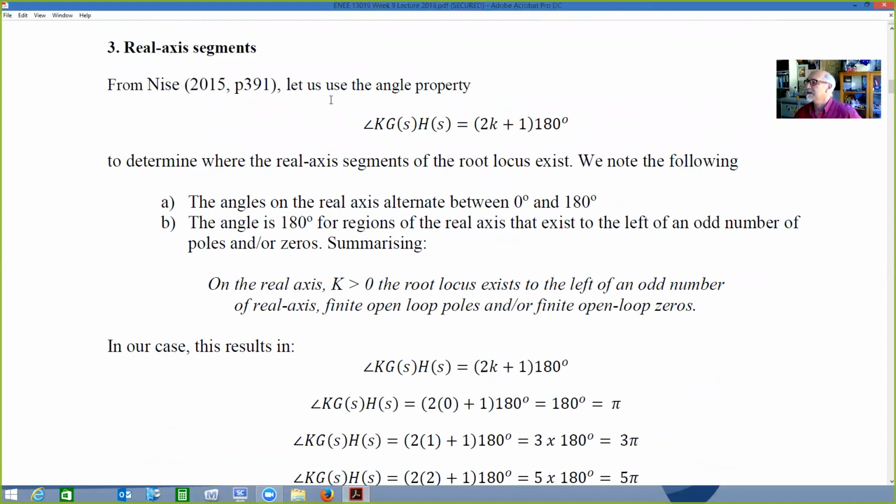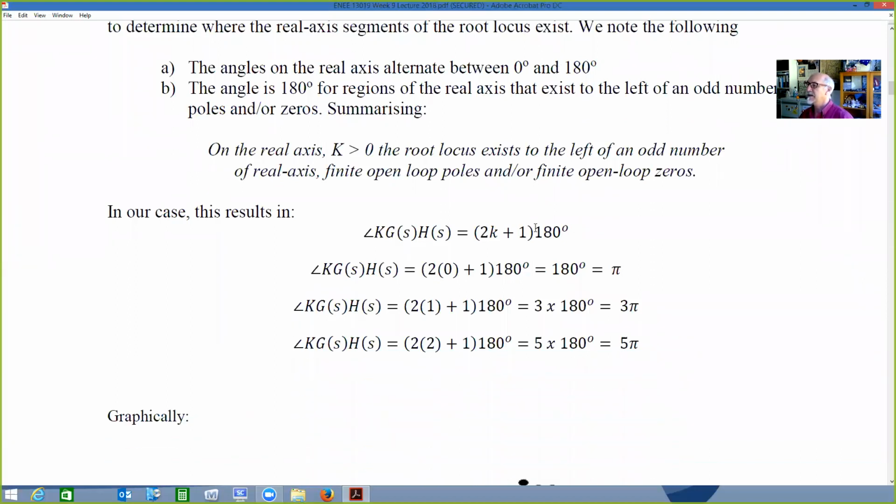From ENEE13019, let's use the angle property that we were just talking about above to determine where the real axis segment of the root locus exists. Note the following: the angles on the real axis alternate between 0 and 180. That's what happens along the real axis. The angle is 180 for regions of the real axis that exist to the left of an odd number of poles and/or zeros. So on the real axis, the gain k is greater than 0. The root locus exists to the left of an odd number of real axis finite open loop poles and/or finite open loop zeros. All comes from mathematics.